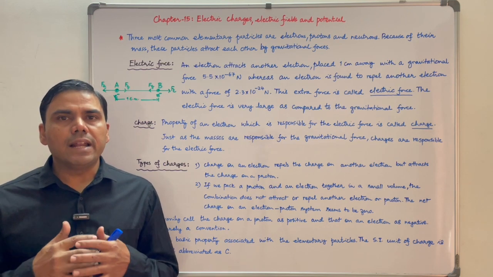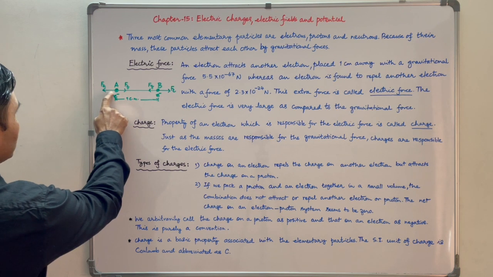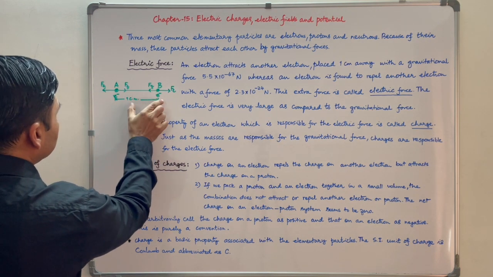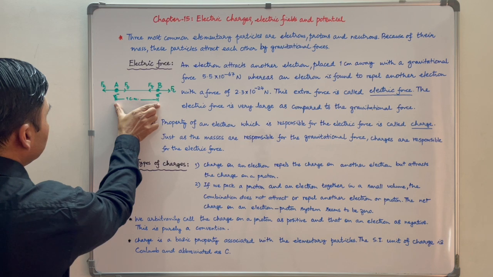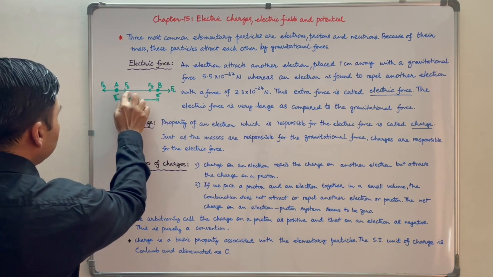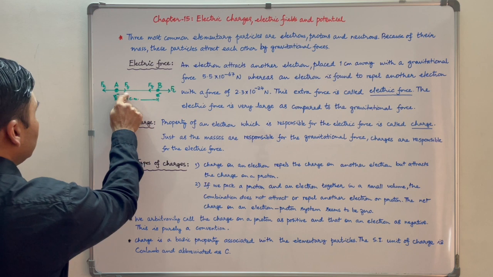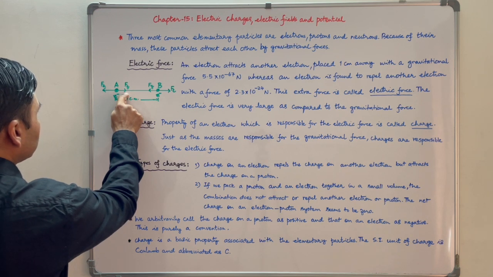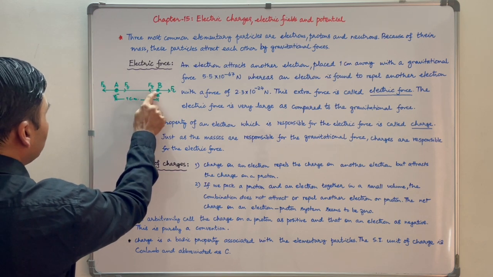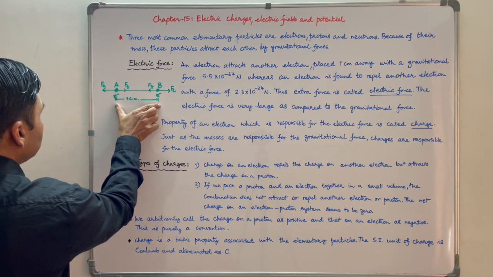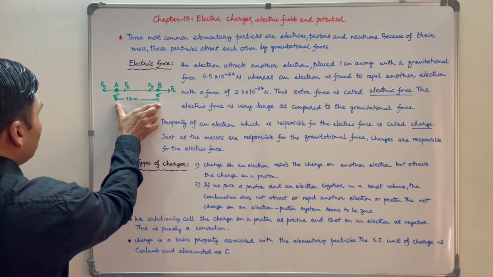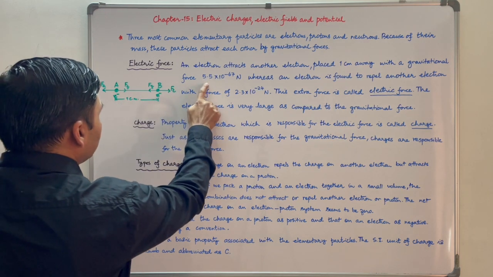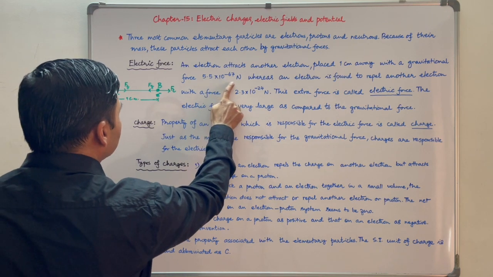Now let us understand electric force. Suppose there are two electrons kept at points A and B. The distance between them is 1 centimeter. Because of their mass, they attract each other by the gravitational force. We can calculate the magnitude of gravitational force by the formula Fg is equal to G m1 m2 upon r square, where G is gravitational constant, m1 is equal to m2 is equal to mass of an electron, and r is the distance between them. So gravitational force of attraction comes out to be 5.5 into 10 to power minus 67 Newton.